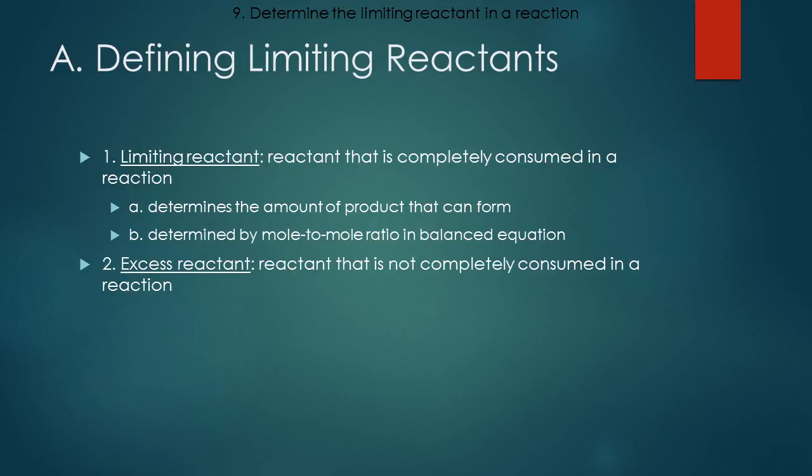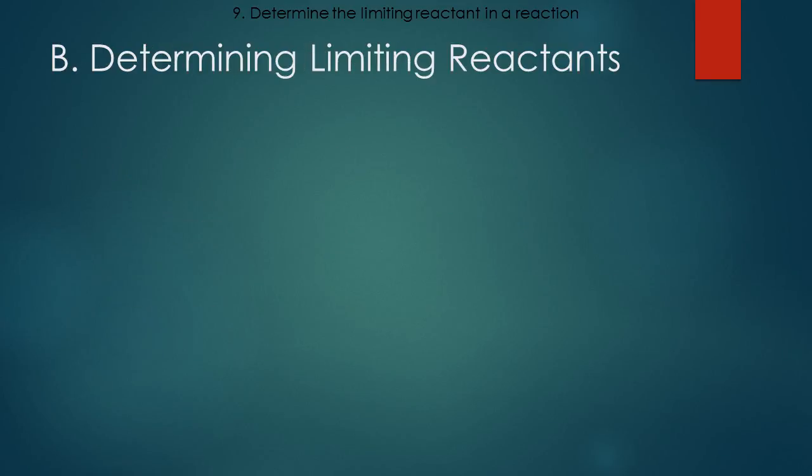Any other reactant that's not limiting would be in excess. These would be reactants that are not completely consumed in a reaction. In other words, there's going to be some leftover amount once that limiting reactant is consumed. So let's take a look at an actual example of determining the limiting reactant in a reaction.